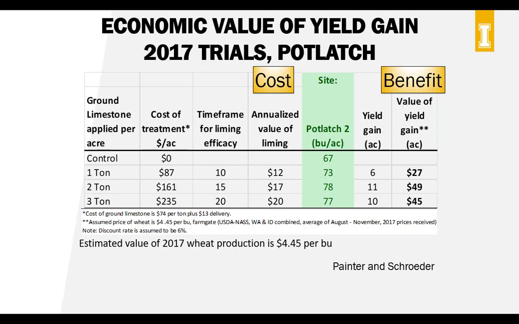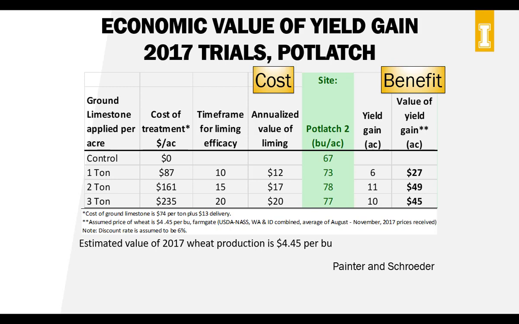So the cost, this was in 2016 dollars, for the cost of the material, delivery, application was about $87 for the 1 ton, $161 for the 2-ton, $235 for the 3-ton. There was our efficacy, 10, 15, and 20 years for the 1, 2, and 3-ton. Into this calculation, we worked in a 6% discount. So I like to think of this as an interest rate, because if you're doing this over time, there's going to be interest associated with it. And we came up with an annualized cost of $12, $17, and $20 over those 10 to 20 year periods of time.